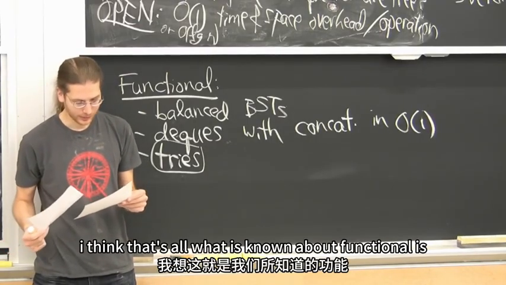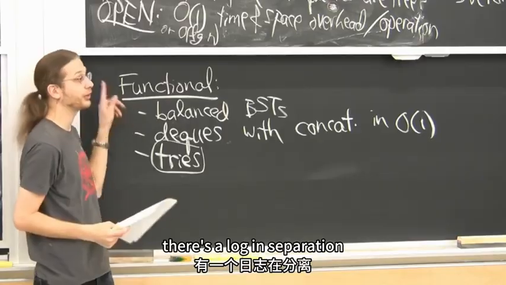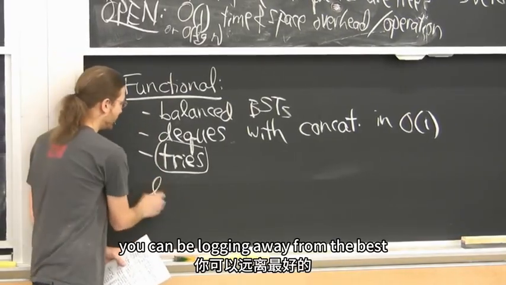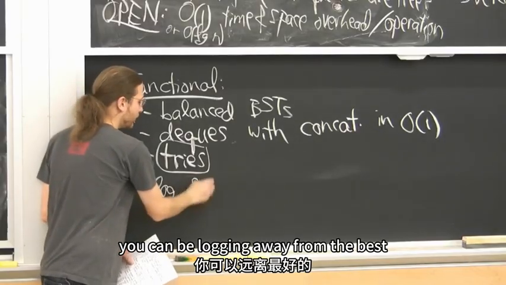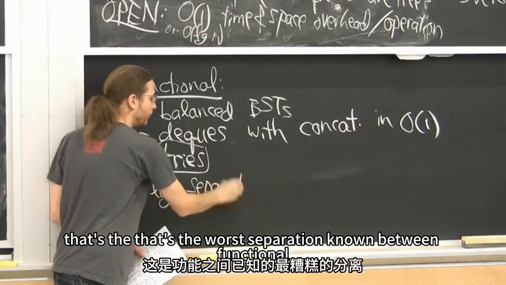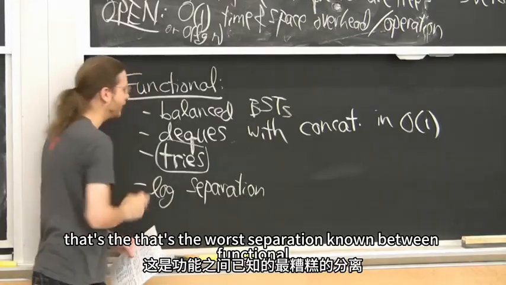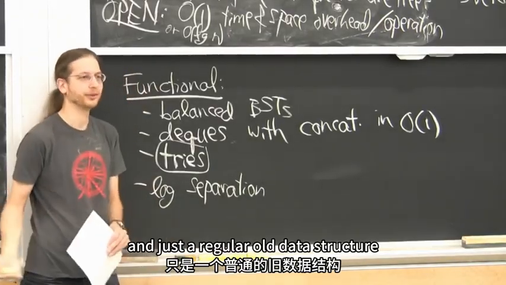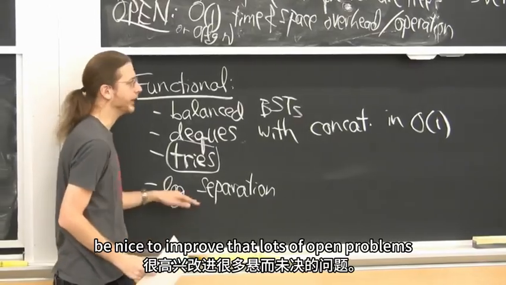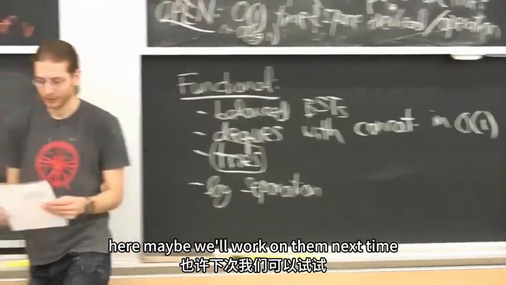I think that's all. What is known about functional is there's a log n separation. You can be log n away from the best. That's the worst separation known between functional and just a regular old data structure. It'd be nice to improve that. Lots of open problems here. Maybe we'll work on them next time.